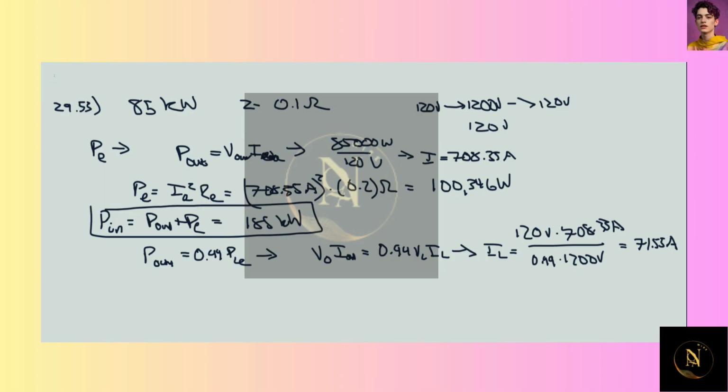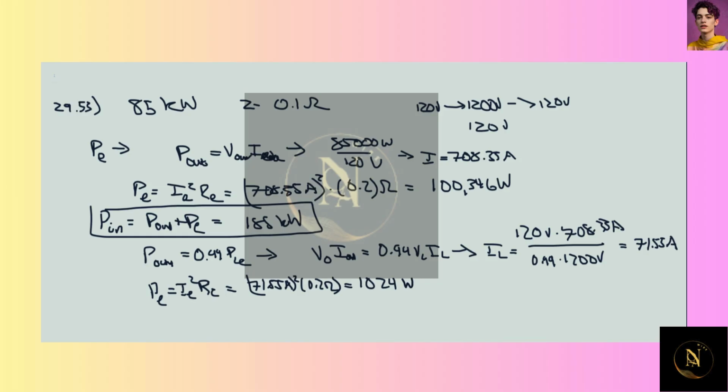Cool. So now we can see how much power was lost in the line. Well, again, this will be the same way. This is just I line squared times the resistance of the line. So we get 71.55 amps, square it, times 0.2 ohms. So we get a lost power of roughly 1,024 watts.